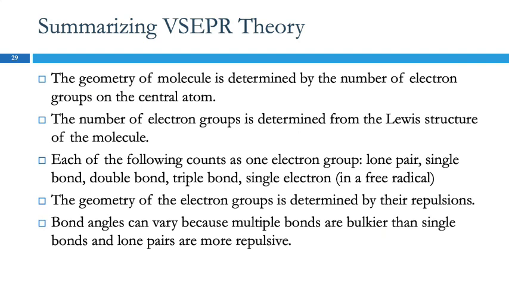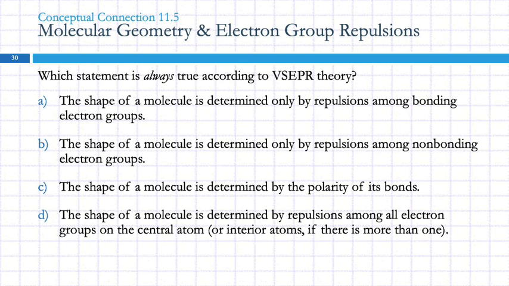So this is a summary. Which statement is always true? Those are always dangerous, according to VSEPR theory. The shape of the molecule is determined only by repulsions among bonding electron groups. Is that true? What if there are lone pairs? Do they affect the geometry? Yeah, they do. That's not true. The shape of the molecule is determined only by repulsions among non-bonding electron groups. That's not true either. The shape of a molecule is determined by the polarity of its bonds. Well, we haven't talked at all about bond polarity today. That's not it either.